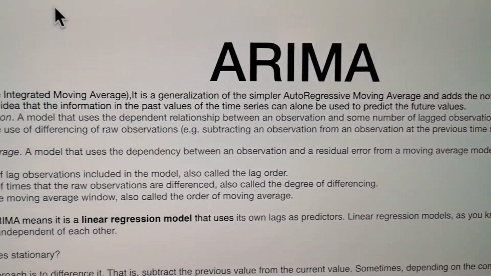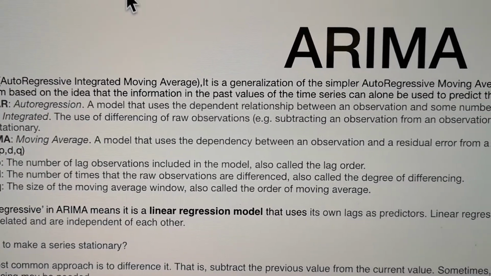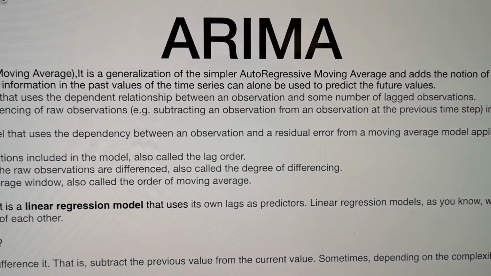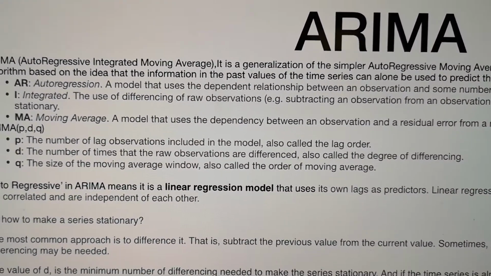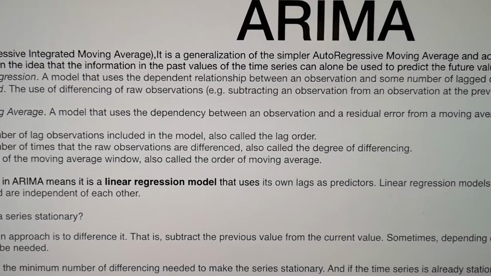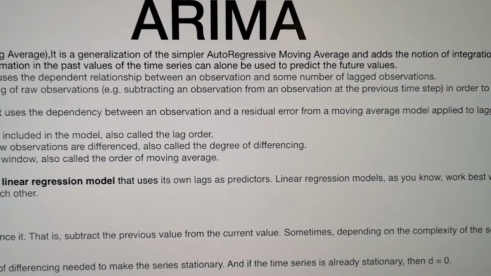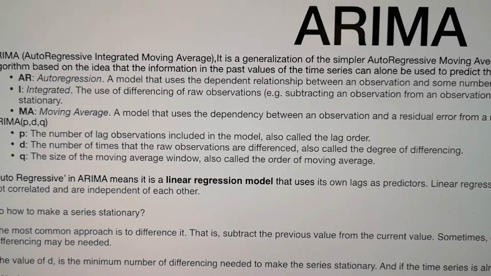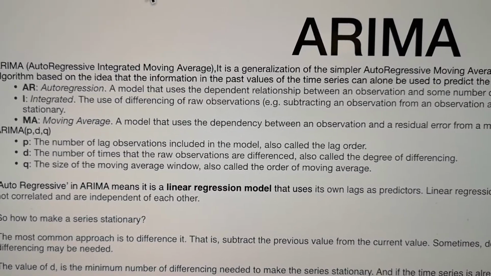It is a forecasting method based on the idea that the information in the past values of the time series can alone be used to predict the future values. So we know we can get some information from the history to predict the future. AR, autoregressive, is a model that uses the dependent relationship between an observation and some number of lagged observations. For example, the stock price today may have some relationship with the stock price the day before yesterday.